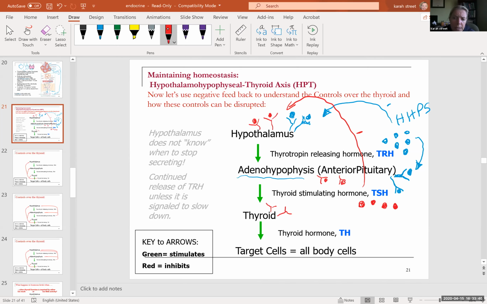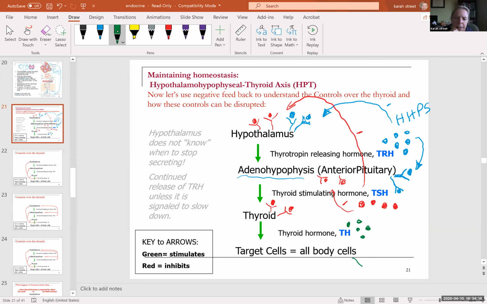And similarly, the anterior pituitary should not keep releasing TSH if it's released enough, where all of its receptors are bound. Enough is enough. Give it some time. Let's see what the thyroid gland does. So when the TSH receptors bind TSH on the thyroid, the command is now for the thyroid gland to release thyroid hormone, which I'm drawing here in green.